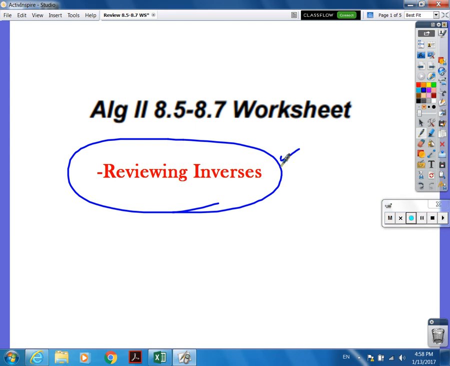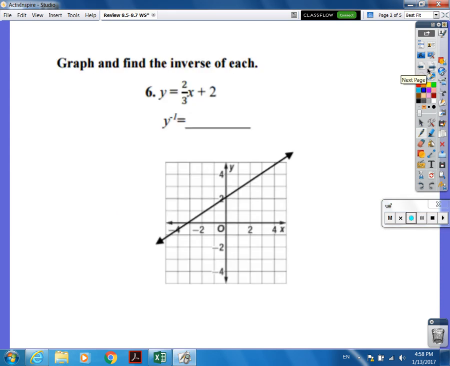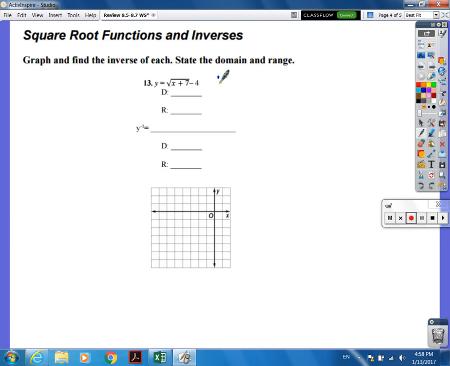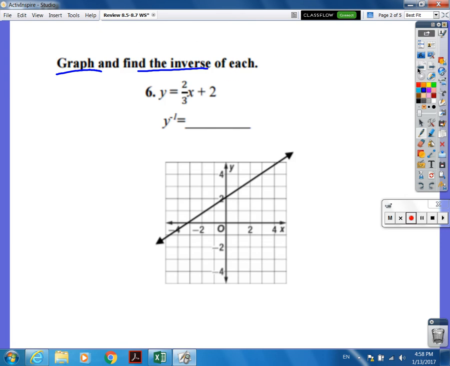Okay, we're going to do a quick review of inverses, the last few sections. We're going to practice where you have to graph and find the inverse. We'll do it two ways. We're going to take a look at the problems that say where you algebraically have to show if something inverses, and then we're also going to look at one that starts off as a radical and find its inverse. So let's go back and start if it's linear.